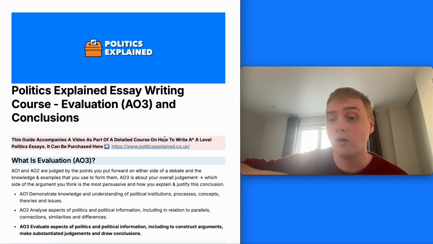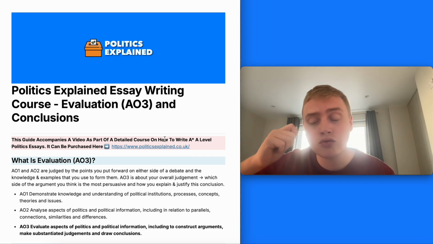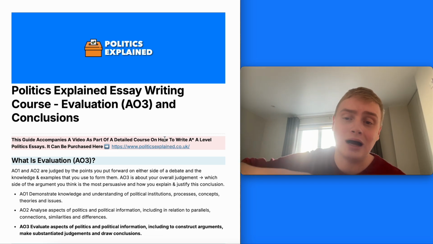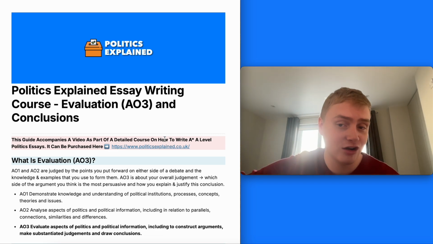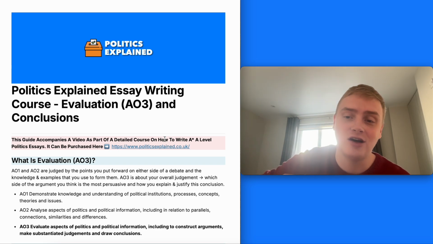We're going to start by looking at what evaluation is, where in your essay you should evaluate, and some key principles to use in your evaluation. We're then going to look in detail at how you should bring in evaluation in your introduction, in your mini conclusions, and in your overall conclusion, with lots of examples throughout.